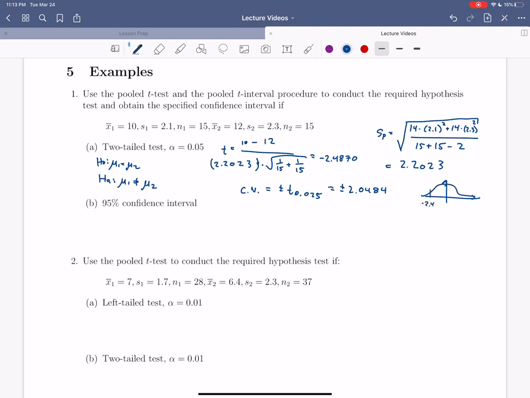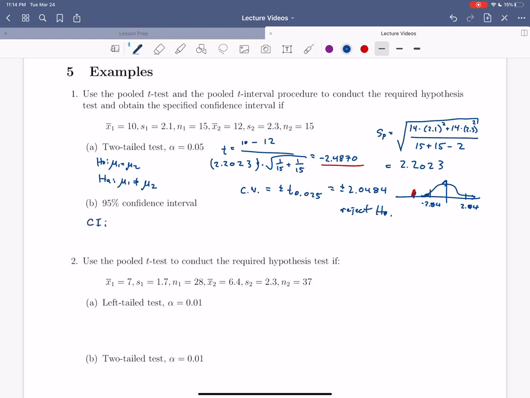Okay, and so if we draw just a little picture here, we have our cutoffs, negative 2.04, 2.04. We have negative 2.487. So our test statistic is somewhere over here. That's clearly in the rejection region, so we are going to reject the null hypothesis. Okay, and that's how that works. It's that simple. Next up, let's find a 95% confidence interval.